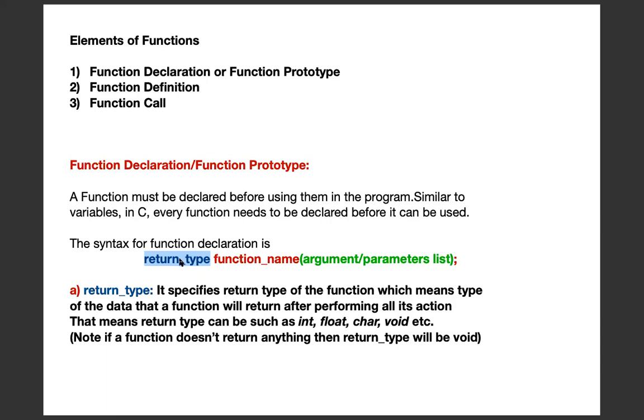So the first thing you write is the return type. The second thing is the function name. And next, inside the parentheses, you specify what arguments or parameters this function takes to perform the task. That is the parameter list. So this is basically a function declaration: it should have a return type, a function name, and an argument or parameter list.